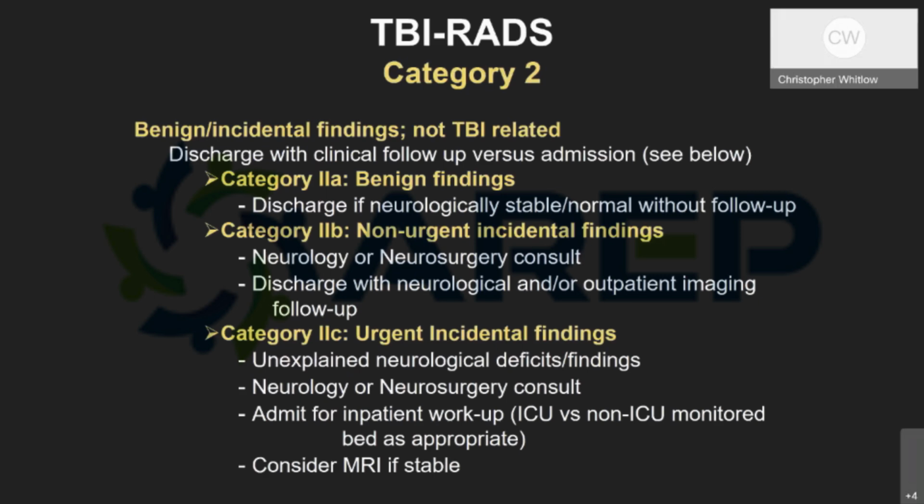Category 2C is urgent incidental findings, or unexplained neurologic deficits, where you might need a neurology or neurosurgery consult and admission for inpatient workup. You'd have to determine whether you need an ICU or a non-ICU monitored bed, and you could consider an MRI if the patient is stable.